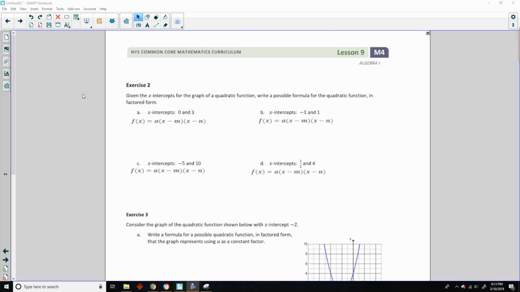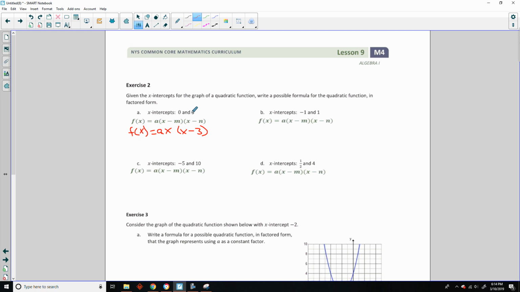Okay, exercise 2 says, given the x-intercepts for the graph of a quadratic function, write a possible formula for the quadratic function in factored form. Pause the video, see if you can do this. I have already brought in the formula 4 times, because if you write it every single time when you do a problem, that's a memorization process. So now that I have f of x equals a times x minus m times x minus n, if I have x-intercepts of 0 and 3, that would be x minus 0. So that would be f of x equals a times the quantity x minus 0, but that's just simply x. X minus 0 is x, so I just write an x when there's a 0, times x minus 3.